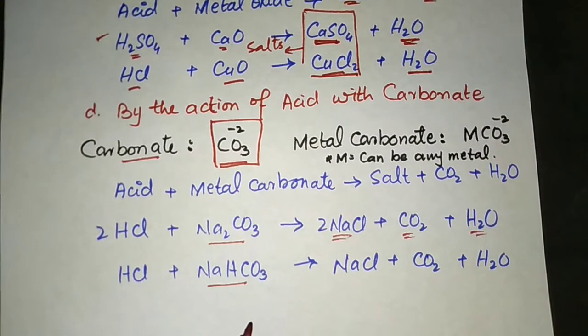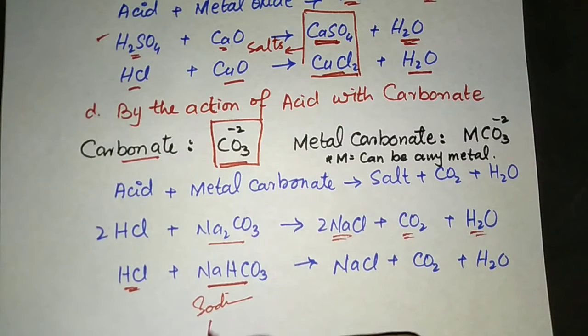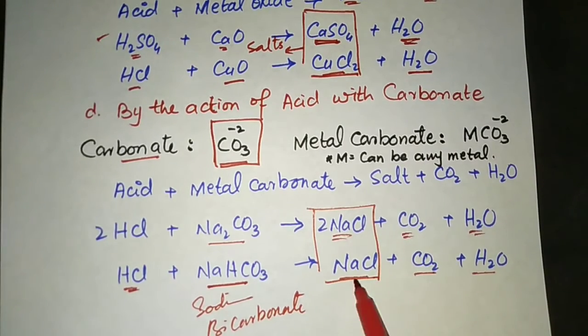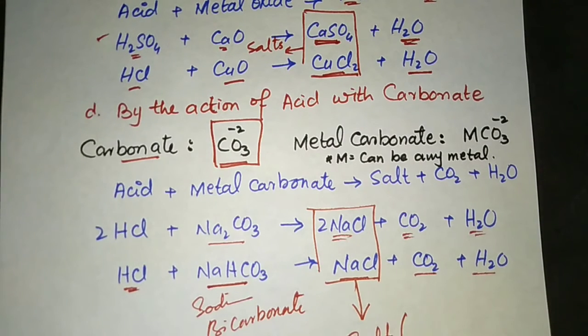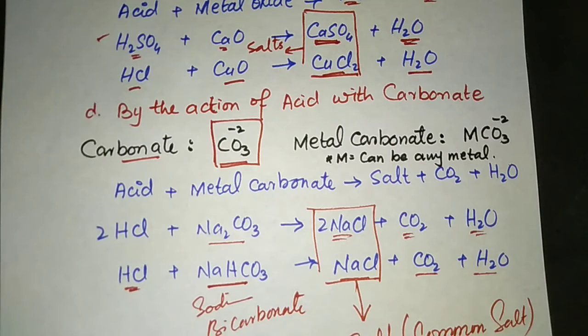In another example, HCl is made to react with sodium hydrogen carbonate, also called sodium bicarbonate. Whenever HCl is made to react with sodium bicarbonate or sodium carbonate, NaCl, CO2 and H2O are produced, and you already know that NaCl is also a salt, the common salt that is commonly used for our household purposes.